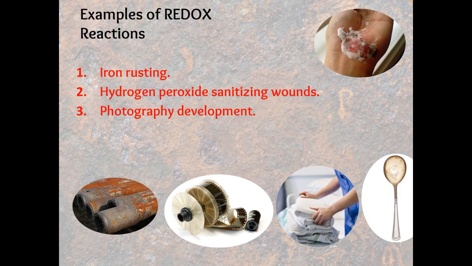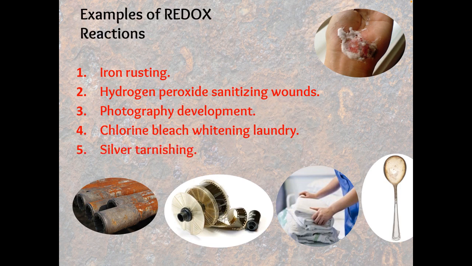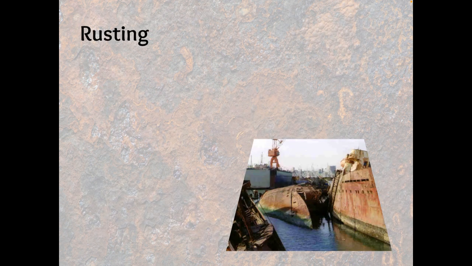Photography development, I feel like maybe not all of us know about that because it's from the 20th century, but back when we had real film and we had to develop it, that was a redox reaction. Bleach whitening laundry, bleach reacting with the stains in your clothing is a redox reaction, and silver tarnishing is another great example. Really any metal tarnishing or rusting is going to be a redox reaction.